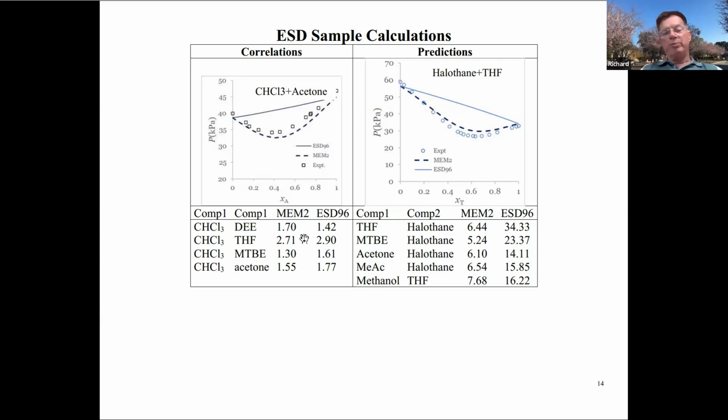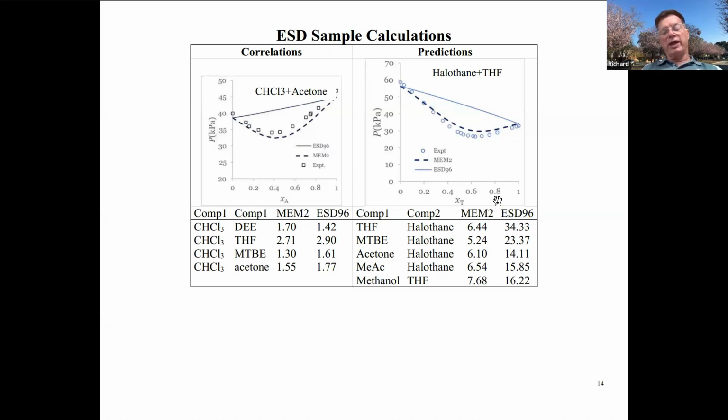But now let's go into predictive mode. Since I've characterized THF using chloroform, and I've characterized halothane using acetone, then I can make a prediction of what's going to happen when I mix THF with halothane and use Kij as 0 for everything. Then what you find is you get a much better prediction when you use MEM2 instead of MEM1.